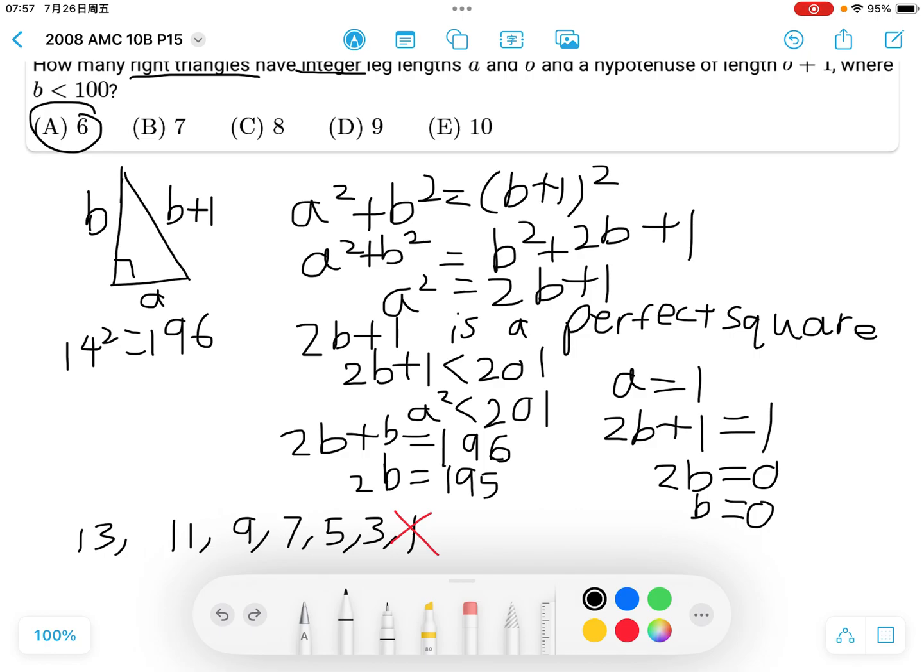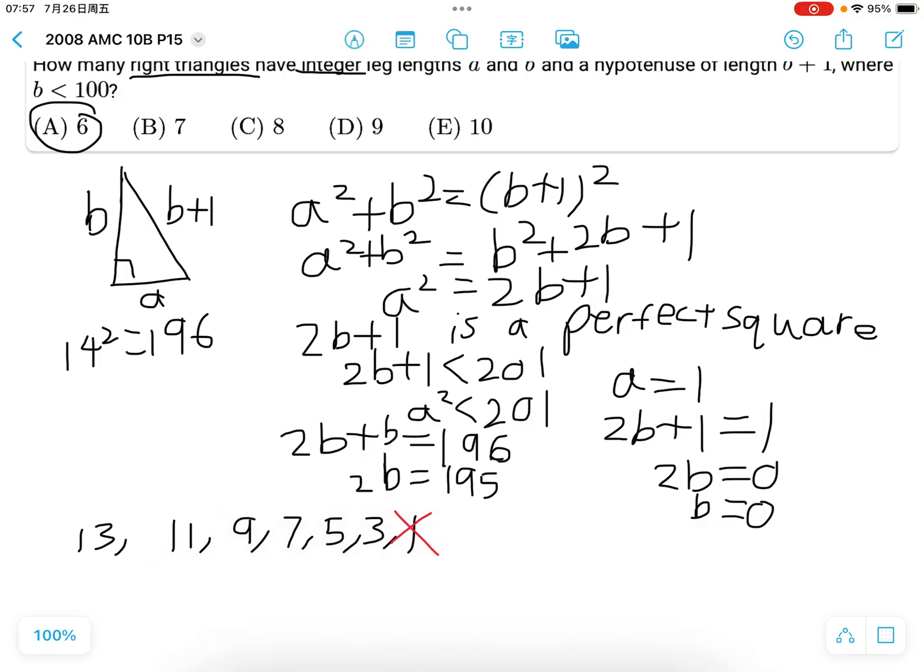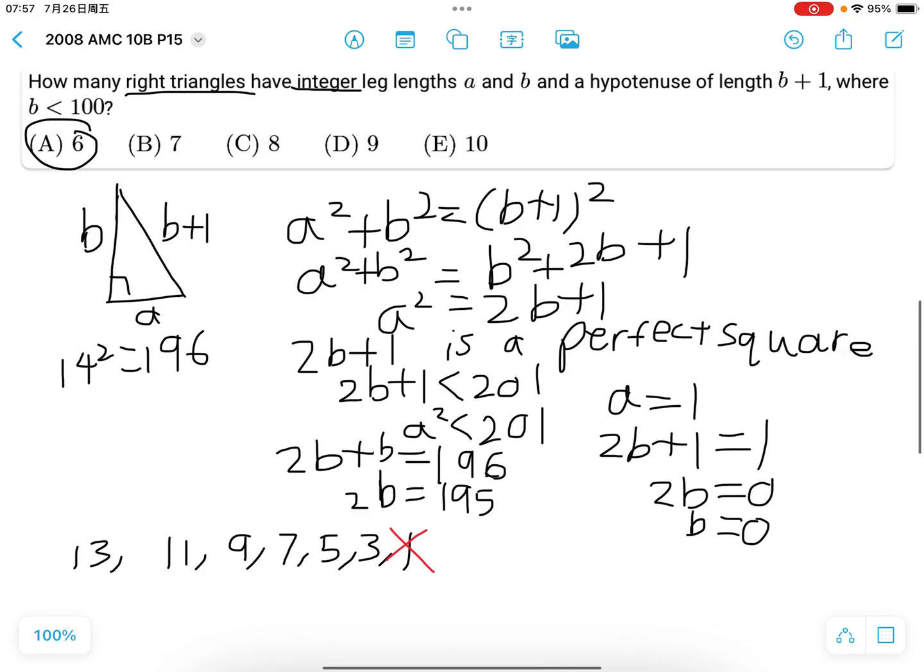So thanks for watching. The important part here is we firstly know that we have a right triangle, so we can use the Pythagorean theorem, and then we have integer lengths, so we made sure that 2b plus 1 is an odd number and it's also a perfect square, and then we eliminated a equals 1 because that makes b equals 0. So thanks, bye.